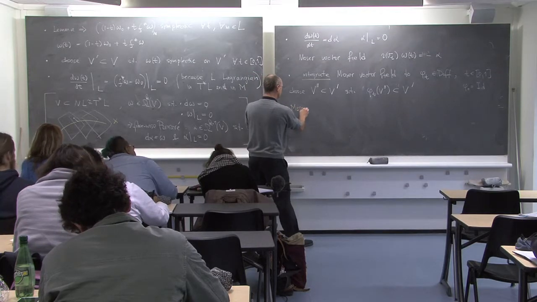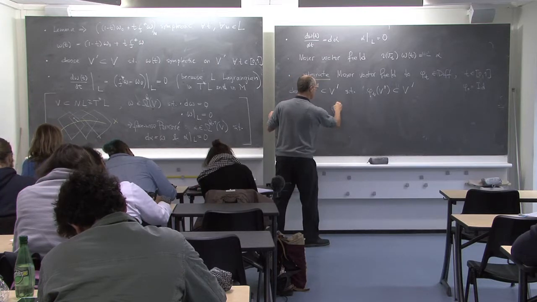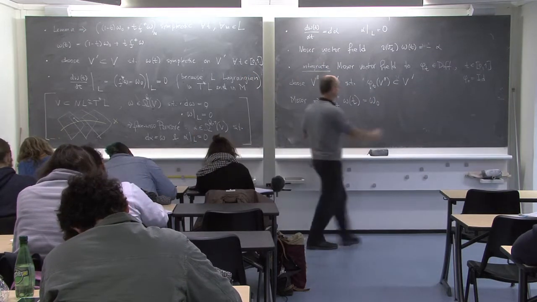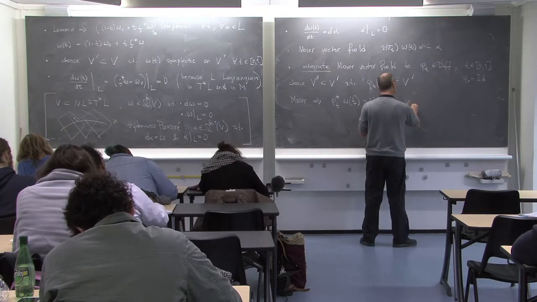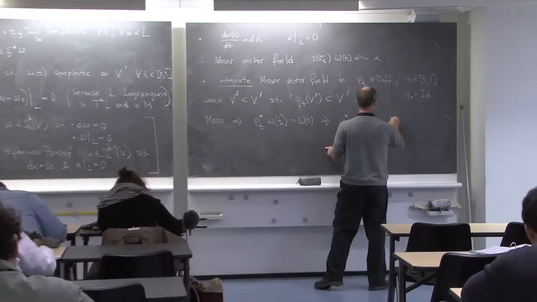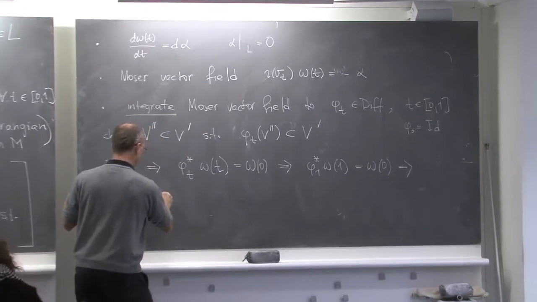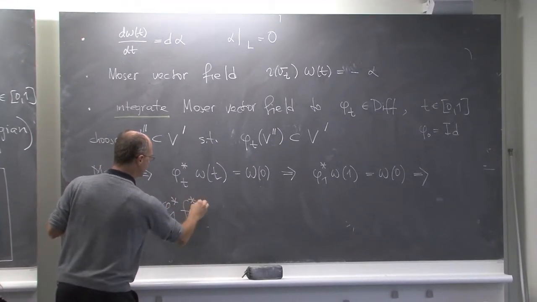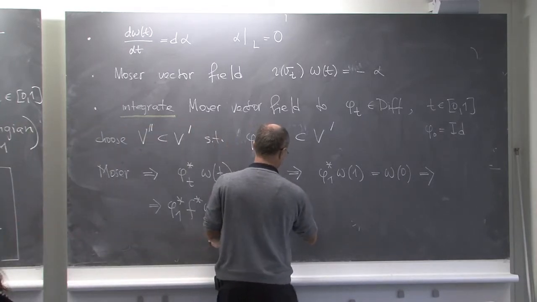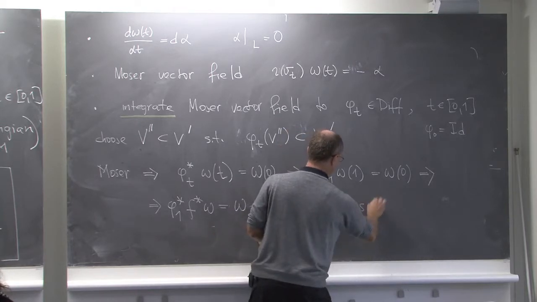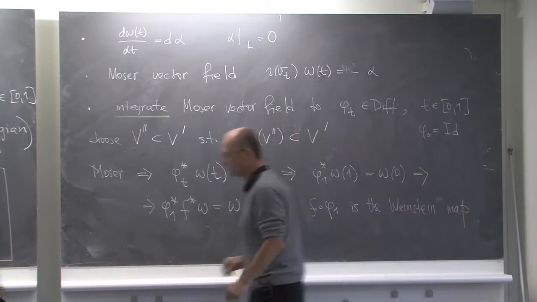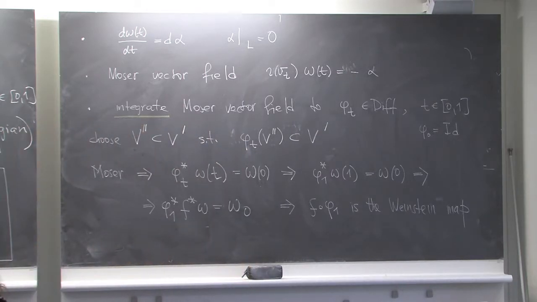So then Moser tells you that phi t star omega of t will be equal to omega of 0, which means in particular phi 1 star omega of 1 is omega of 0. And this means phi 1 star f star omega is equal to omega 0. And this means that f composed with phi 1 is the Weinstein neighborhood map. So that's a symplectomorphism between the neighborhoods.